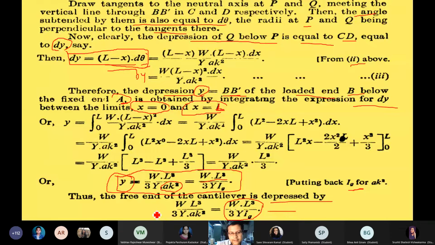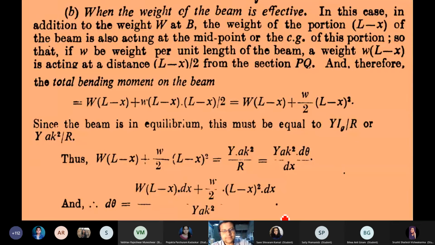That amount we calculated as y equals WL cube divided by 3 capital Y. Don't confuse the two: small y is the depression, and capital Y is the Young's modulus of the material of this beam. We are running out of symbols every time, so don't be confused; symbols are used according to our convenience. So small y, the depression produced, is inversely proportional to capital Y, the Young's modulus of the material of this cantilever beam.